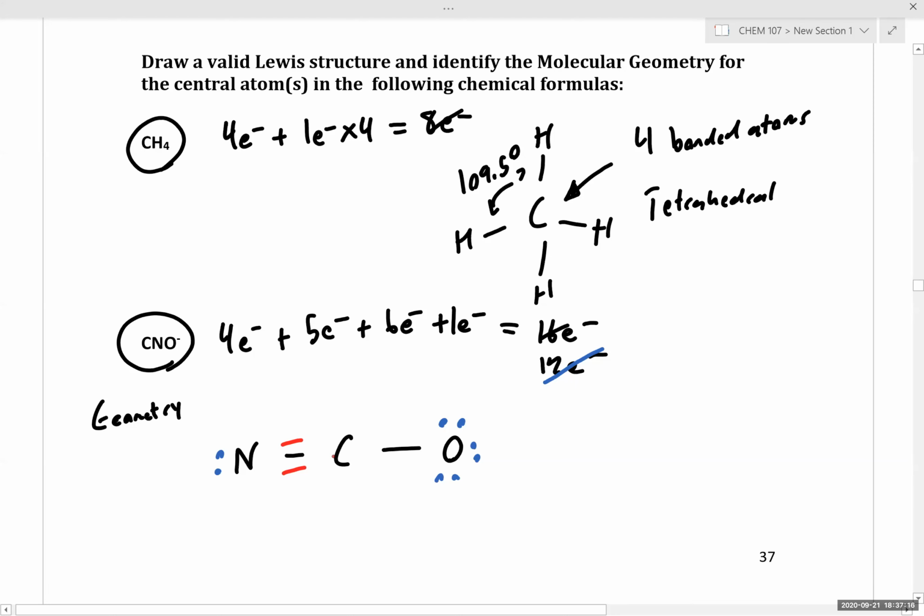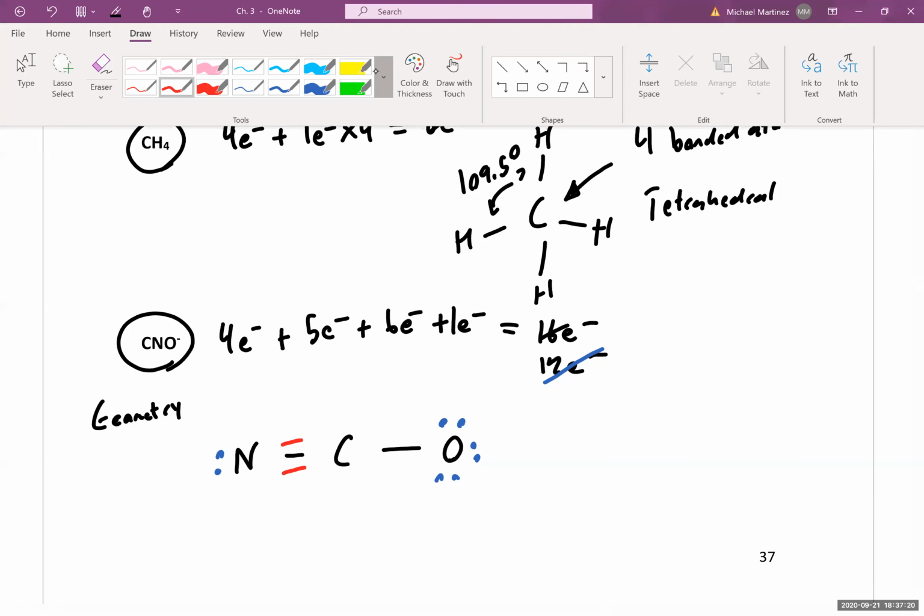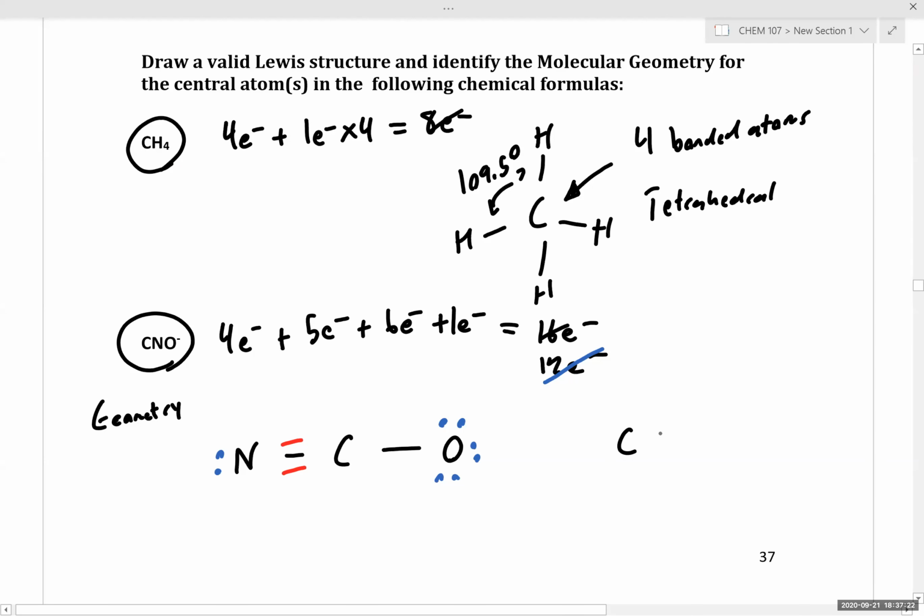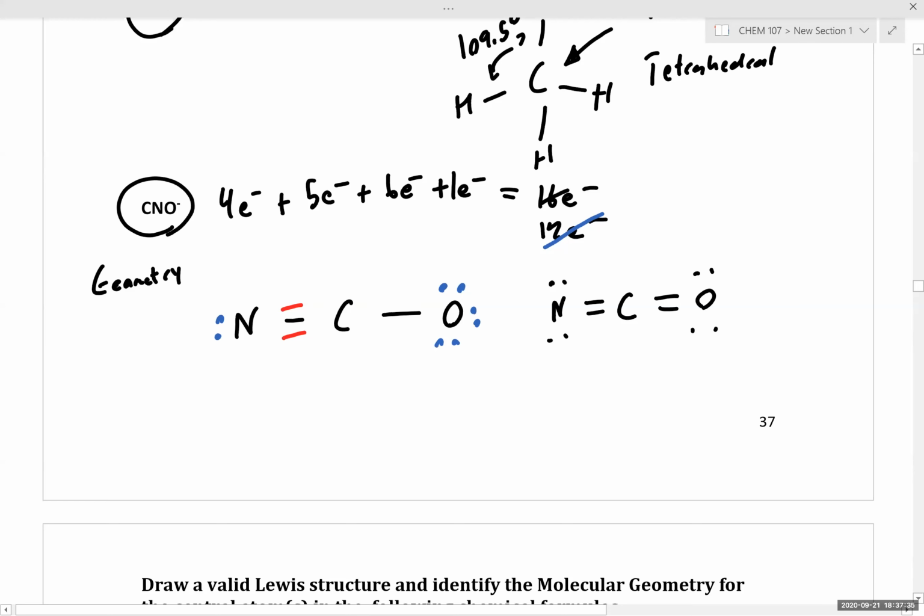Now you may ask, wait a second, why did your instructor do that? Why is this structure not okay? Well, this structure is not bad. It is very, very close in priority. The reason for the structure on the left has to do with our formal charges.